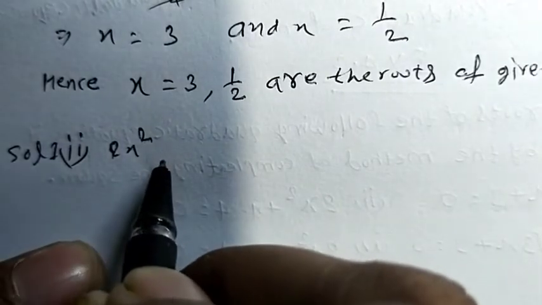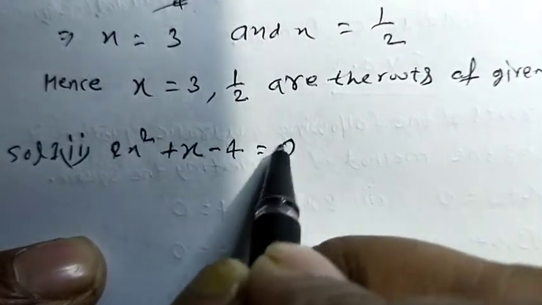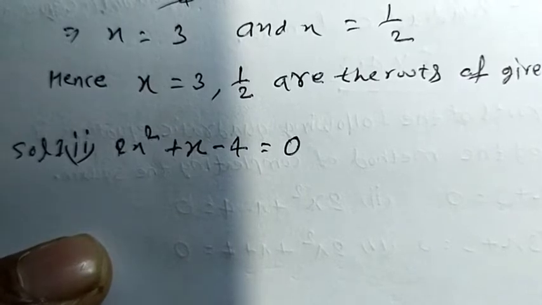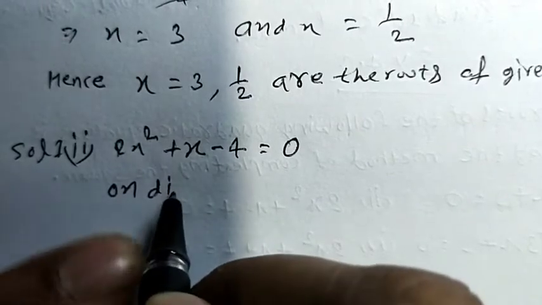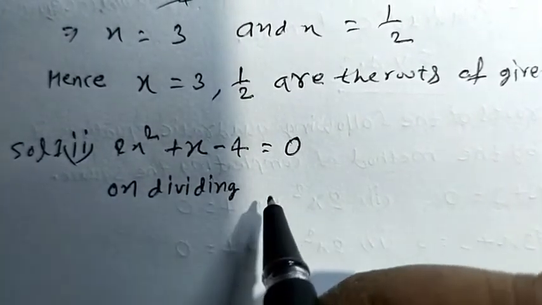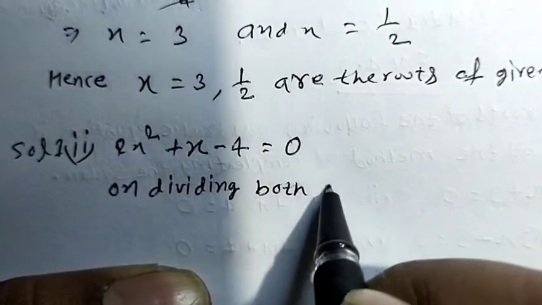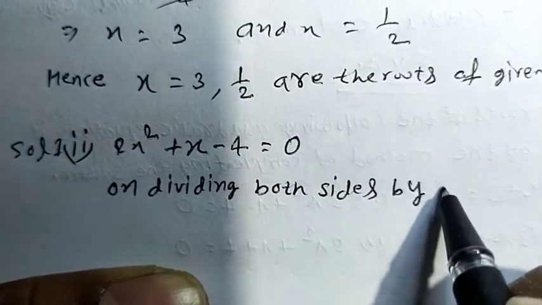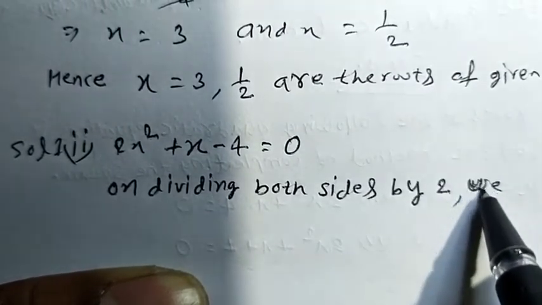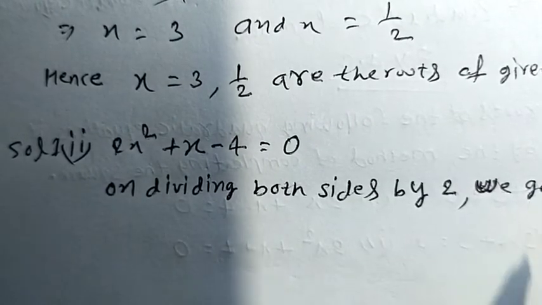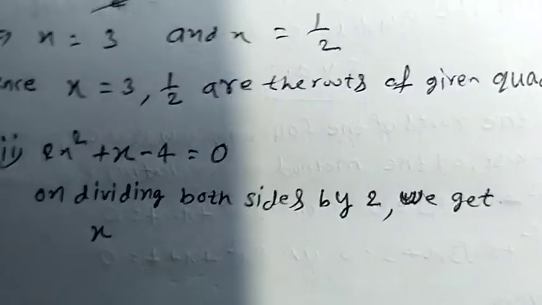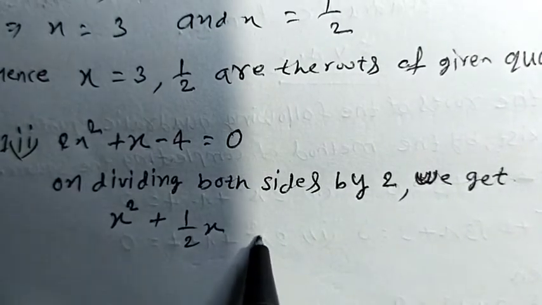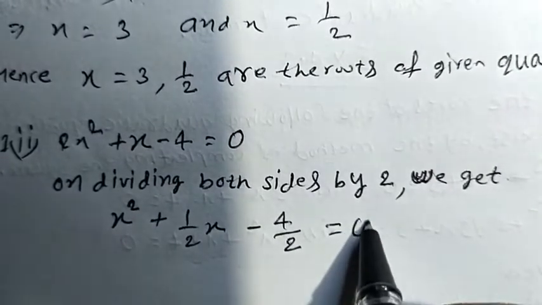2x square plus x minus 4 is equal to 0. In this question also, on dividing both sides by 2, we get x square plus 1 by 2x minus 4 by 2 is equal to 0.